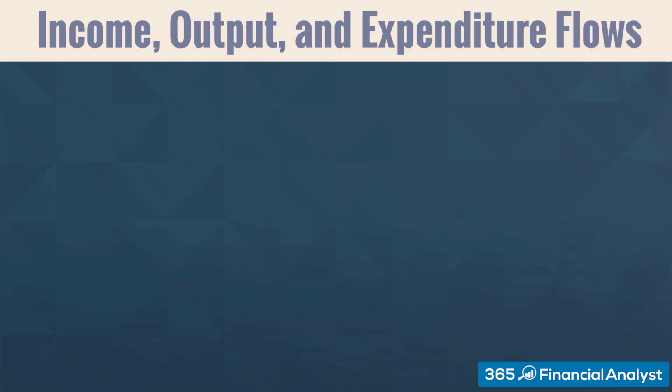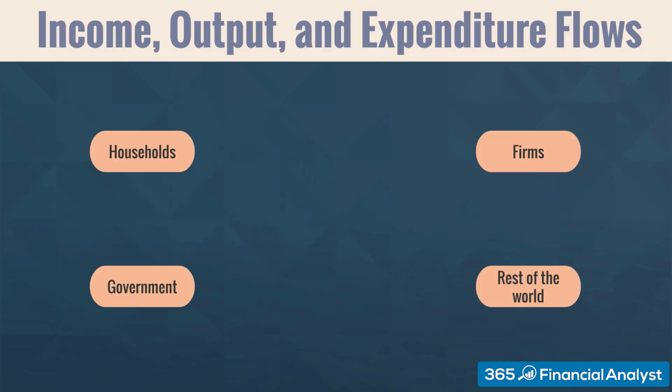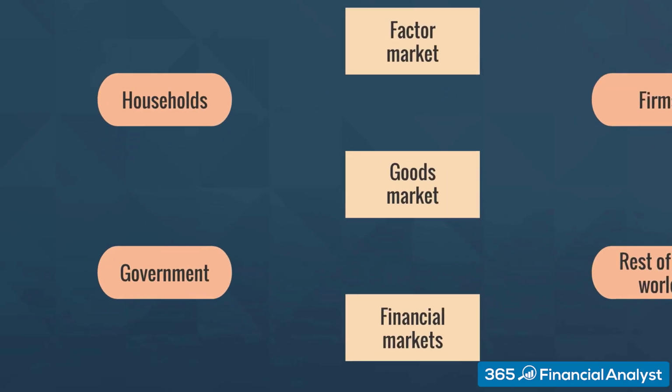In every economy, we have households, firms, the government, and the foreign sector, which we collectively refer to as the rest of the world. And which are the three principal markets where these sectors interact? We have the financial markets, the market for factors of production, and the goods market. Let's provide some additional details for each of the three.